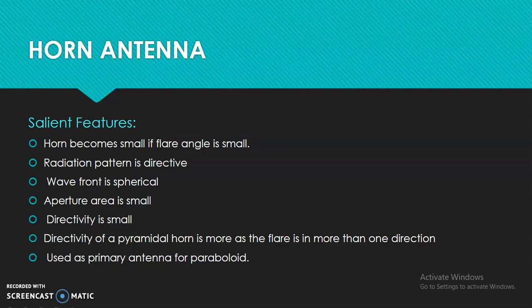Salient features. Horn becomes small if the flare angle is small. If the flare angle is small, then the horn antenna is a small antenna. Radiation pattern is highly directive. Wavefront is spherical. Antenna aperture area is small. Directivity is small. Then directivity of a pyramidal horn is more as the flare is in more than one direction. Used as a primary antenna for a paraboloid.